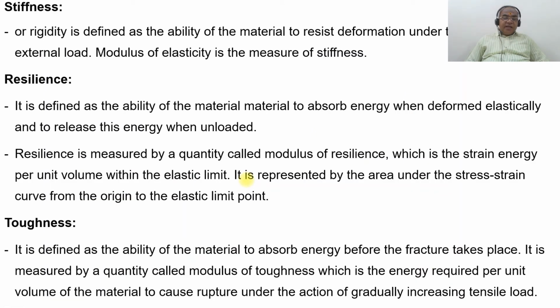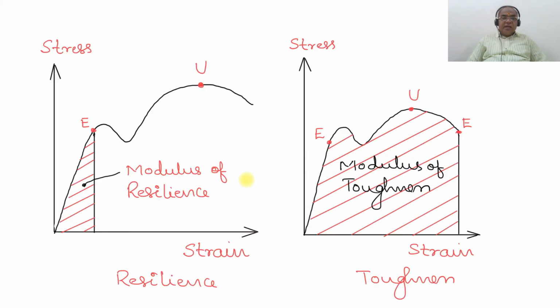Then we have toughness. It is defined as the ability to absorb energy before fracture takes place, and it is measured by a quantity called modulus of toughness, which is the energy required per unit volume of the material to cause rupture under the action of gradually increasing tensile load. So this is the modulus of toughness, the area up to the point where fracture takes place. That is the area enclosed in the stress strain curve.